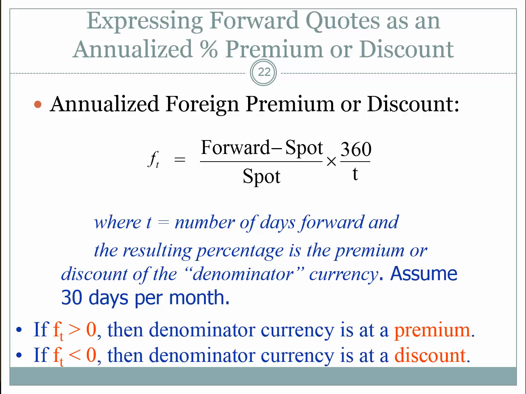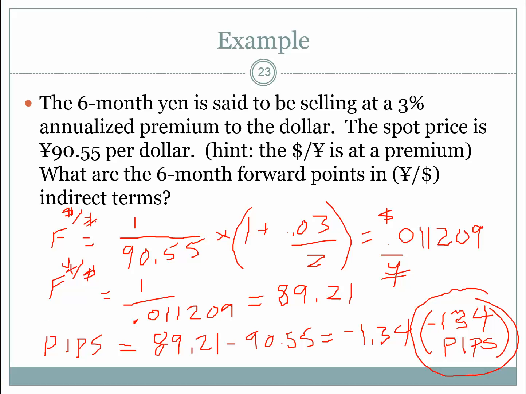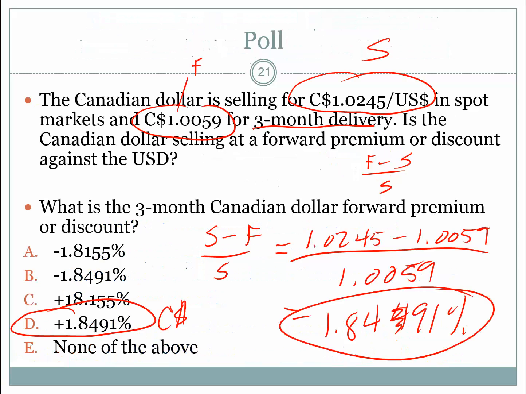And lastly, any kind of percent change or interest rate, or what do you want to call it, in finance, we like to annualize it every once in a while. So sometimes we'll annualize the forward premium or discount. So here's an example. In this case, if this were a 3-month discount or premium, I would just multiply this times 4 and call it an annualized premium.